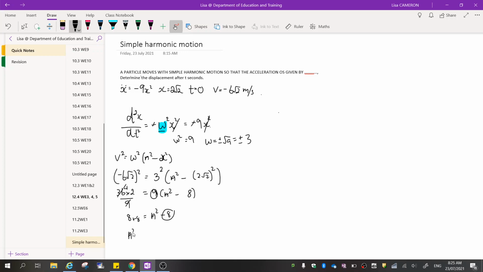All right, so then A squared is equal to 16, so A is equal to plus or minus 4. Now when we put this information back into our original function, we're going to let x equal 2 root 2 when t equals 0. Now it doesn't matter whether you pick sine or cos, it'll all come out in the wash. I'm going to pick sine because why not?